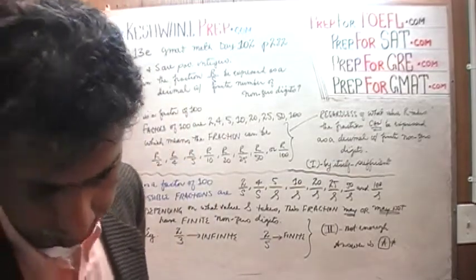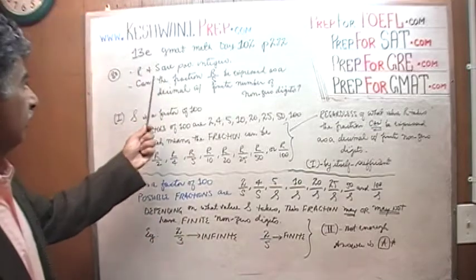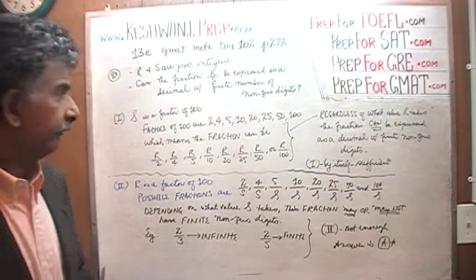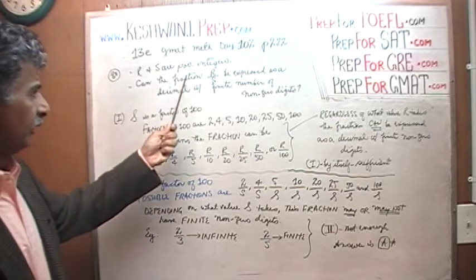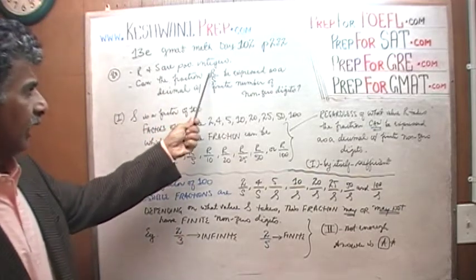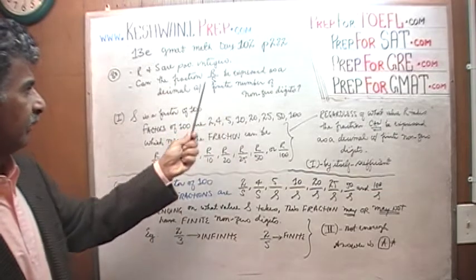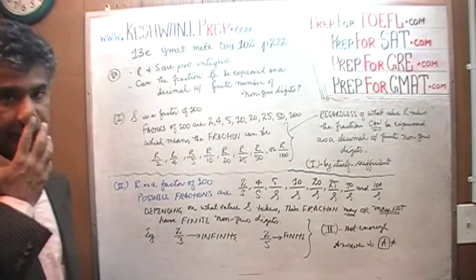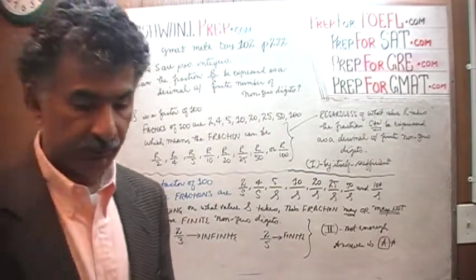We are told that R and S are positive integers. The question simply is, can the fraction R over S, R divided by S, be expressed as a decimal with a finite number of non-zero digits?